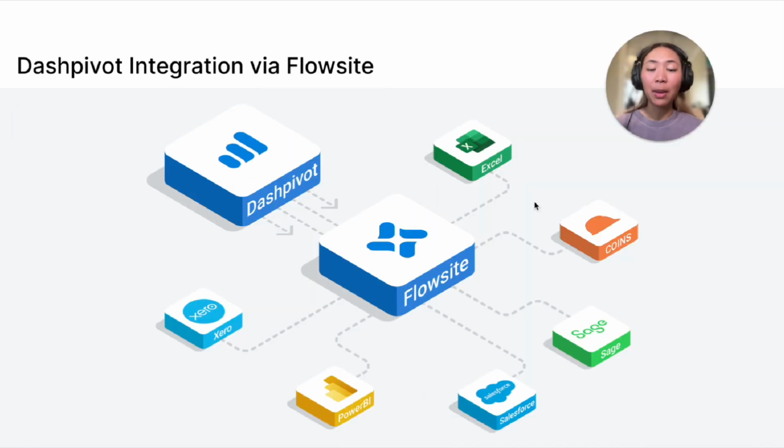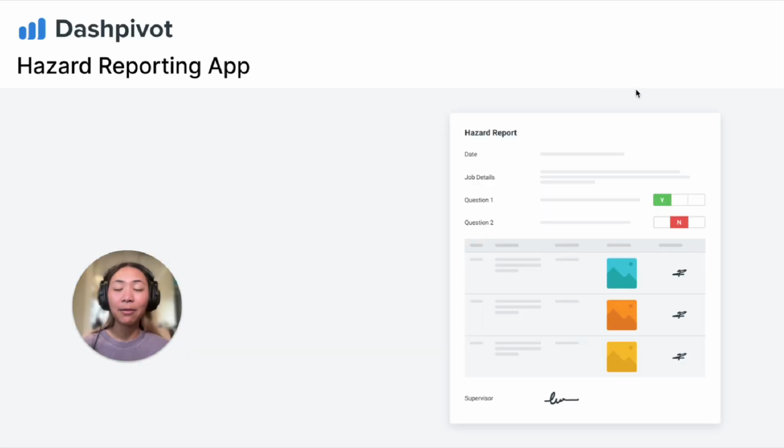Dashpivot can be used for many other use cases, and data can be synced to external tools such as SharePoint, Excel, Power BI, etc. using our integration product FlowSight. With this, you can seamlessly transfer your hazard report data from Dashpivot to your preferred data storage, analytics, or any other tools. And that's it for me for this video.